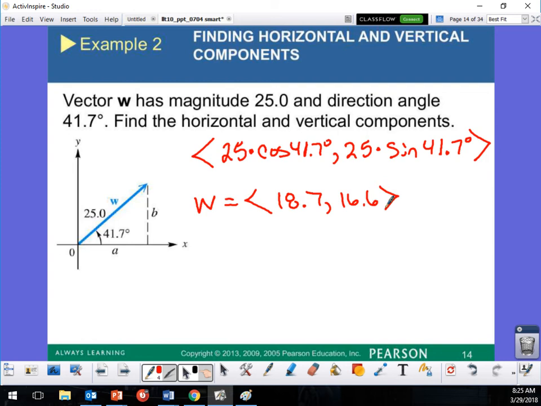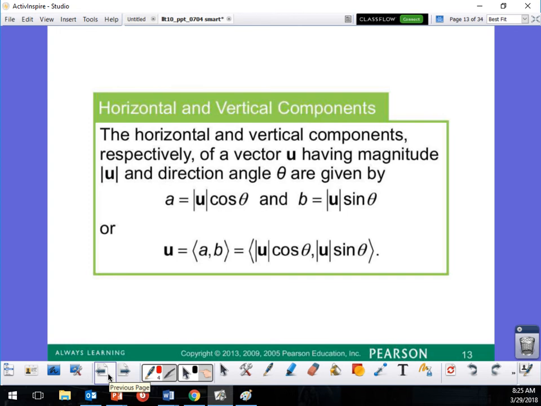So, there is the vector W. That is vector W. Okay, this is going to be a stupid question: where do you get cosine from? Right here, the formula. Should I circle the formula? Cool, let me circle the formula right there.